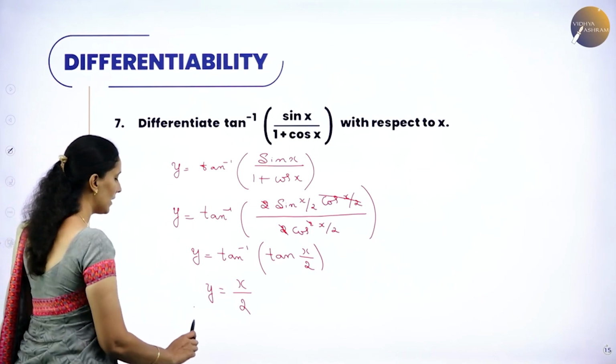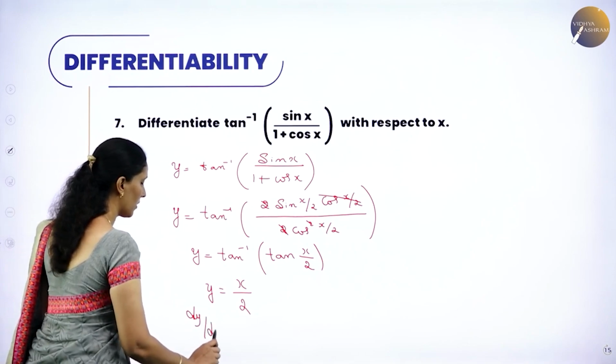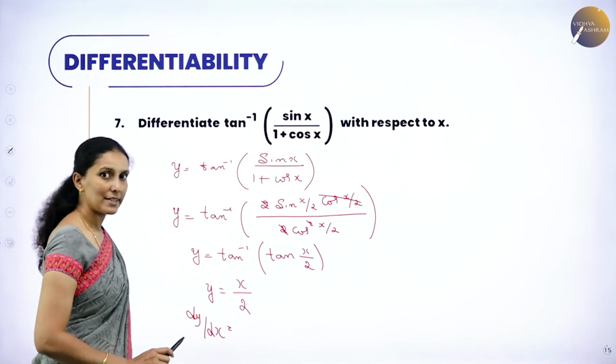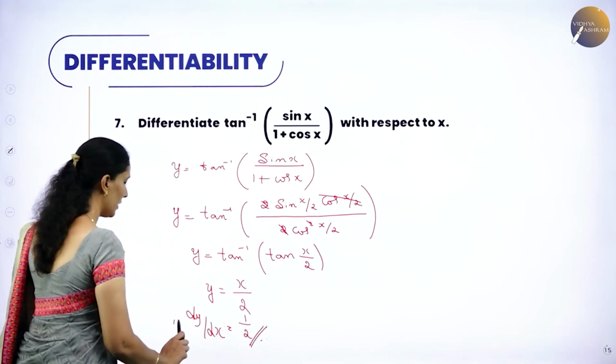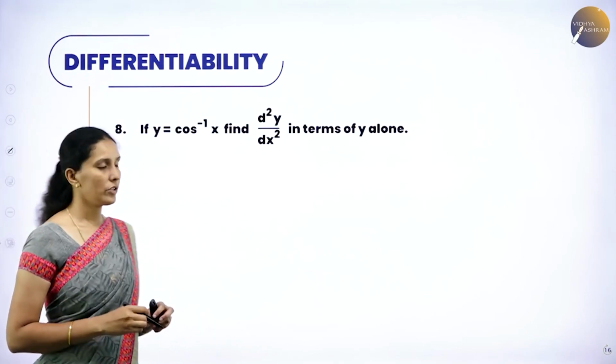Derivative of y is dy by dx, and derivative of x is 1. So x by 2 becomes 1 by 2. This is the answer. Next question we have here.